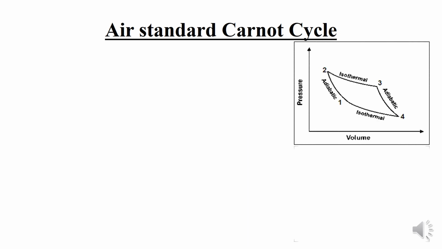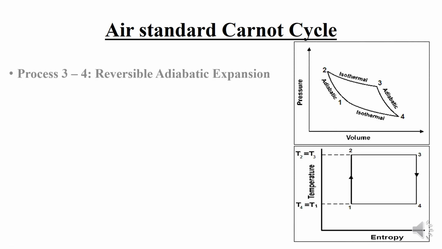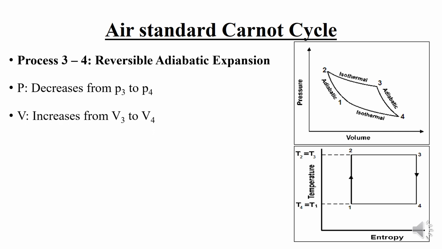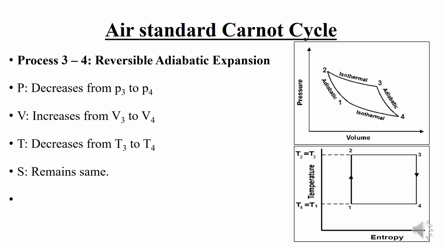Process 3 to 4, that is the reversible adiabatic expansion process. During this process the pressure decreases from P3 to P4, since it is expansion, so volume increases from V3 to V4, and temperature decreases from T3 to T4, whereas S remains constant. That is, the difference S3 minus S4 is 0. Since it is a reversible adiabatic process, the value of Q will become 0, whereas work done is given by (P3V3 minus P4V4) divided by gamma.